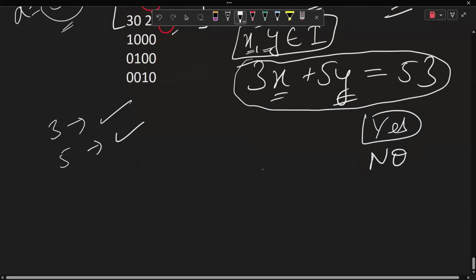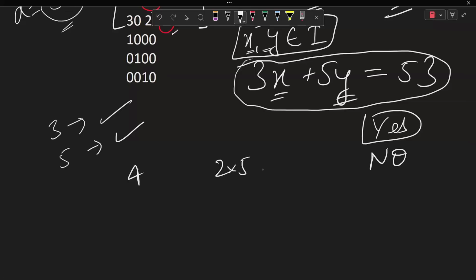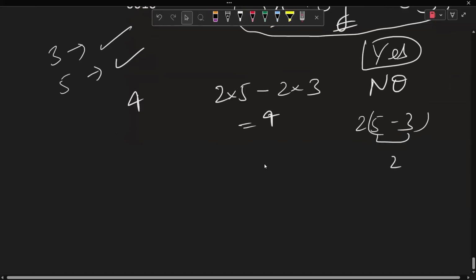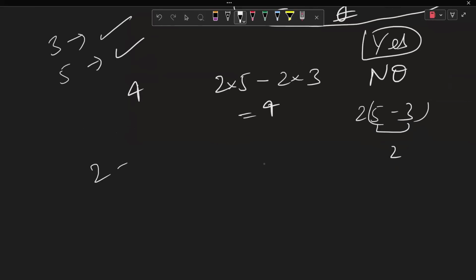Let's say you have some 4. Can you make this 4 out of them? If you look closely, you can make 2 into 5 minus 2 into 3, which is 6. 10 minus 6 becomes 4. You can also make it. So what I actually did, I utilized 5 minus 3 and multiplied it by 2. So 5 minus 3 was 2. So you can also make all the multiples of 2, because the difference of 5 minus 3 is 2.